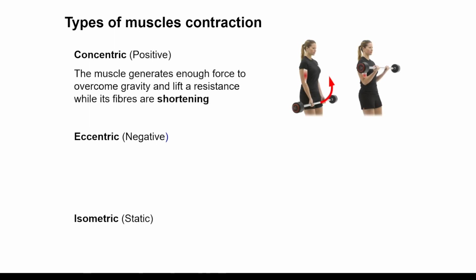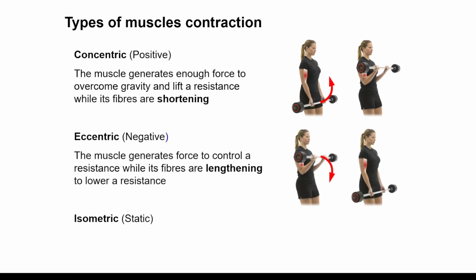Then we've got muscle contractions. We have what we call a concentric, an eccentric, and an isometric contraction that can occur. So concentric refers to the muscle shortening under tension. So again, we use the example of a bicep curl here. It's that lifting phase.